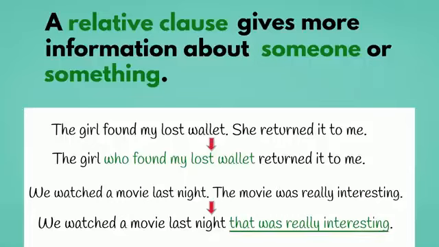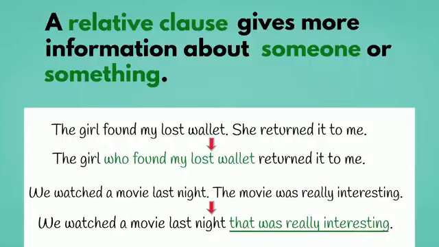In both of these examples, the relative clause refers to a noun. In the first sentence, the relative clause refers to the girl. In the second, the relative clause refers to a movie. There are two kinds of relative clauses: defining and non-defining.